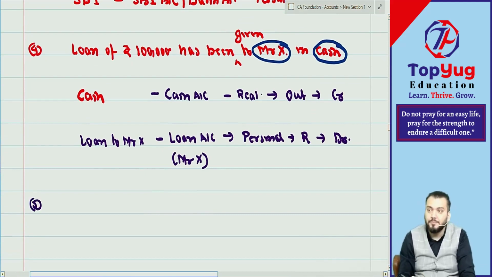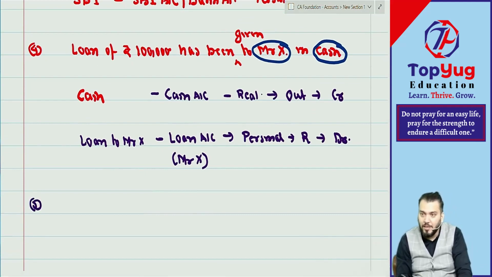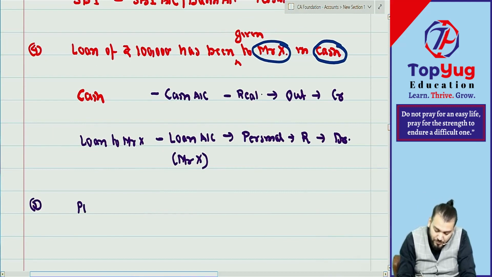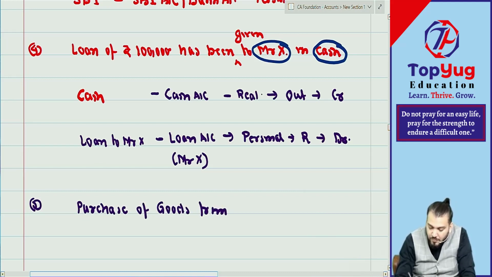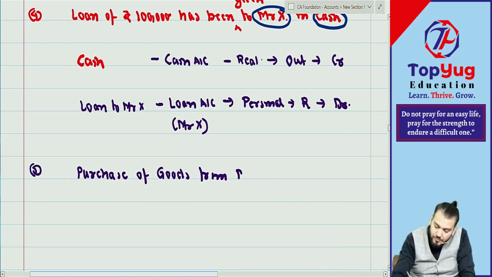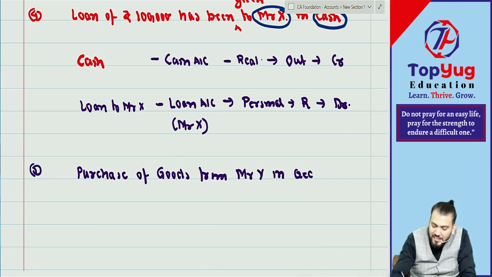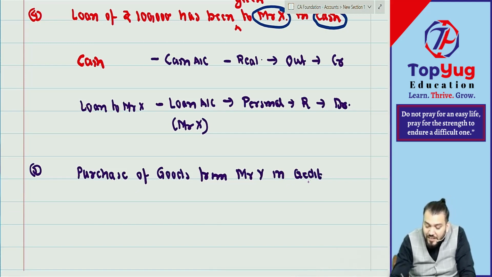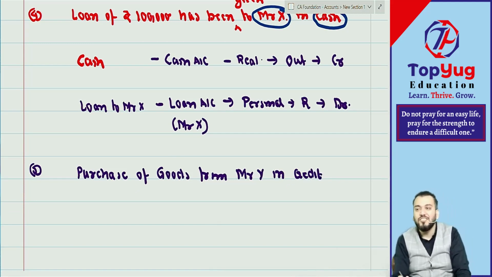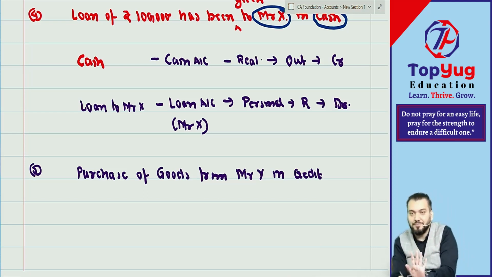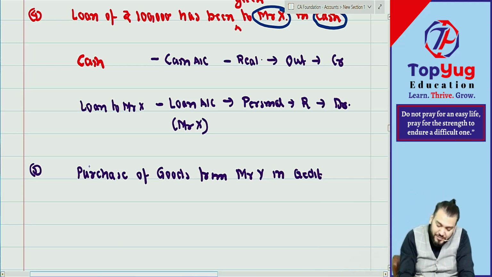Point number 5. The purchase of goods from Mr. Y in credit. In credit means what? Amount is not yet paid. Understood? So what are two aspects?